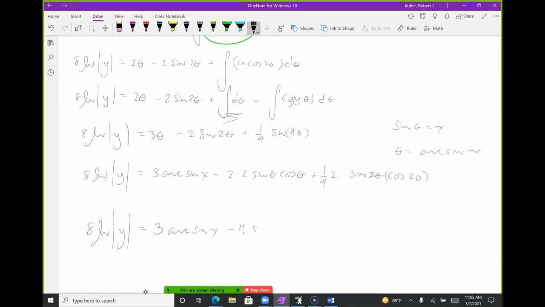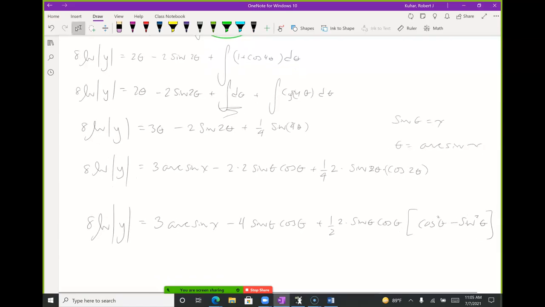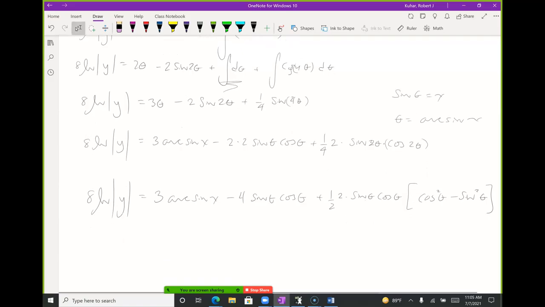So minus 4 sine theta cos theta, plus a 1/2 times 2 sine theta cos theta, times a cos squared theta minus sine squared theta. That's where I'm using that trig sub finally. Well, all of these I have a triangle for, so I can start to go into my triangle here a little bit. Sine of theta is already x, right? So I know most of this.